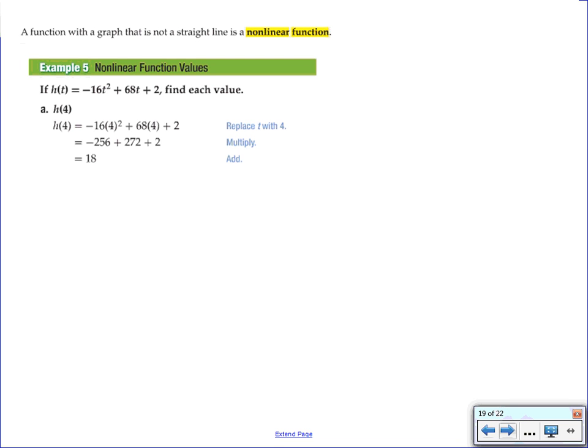A function with a graph that is not a straight line is called a nonlinear function. That might be your last definition, I think. Nonlinear function, not a straight line. That makes sense. All right.